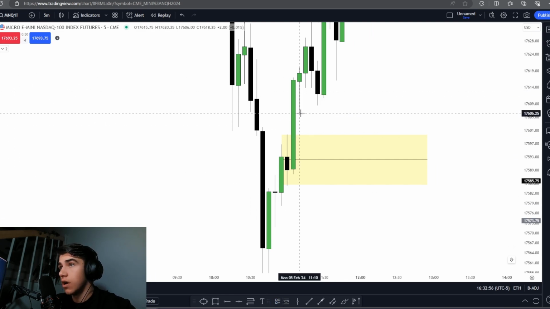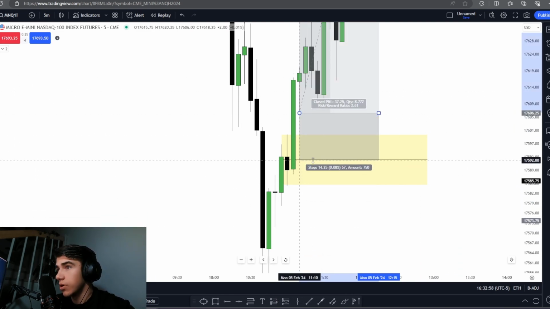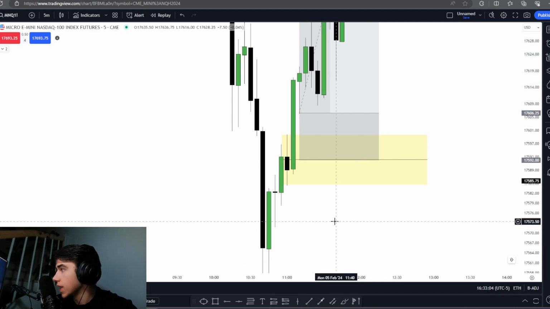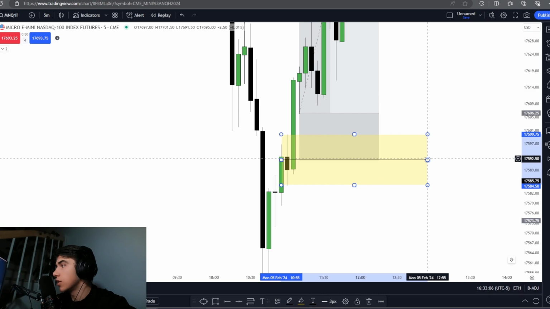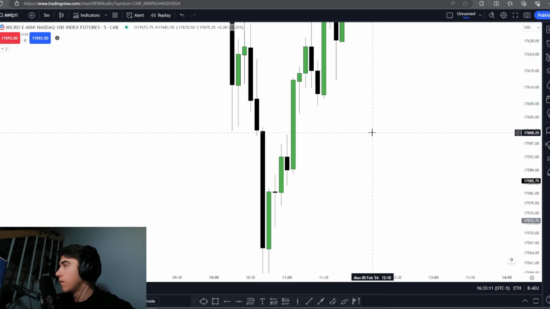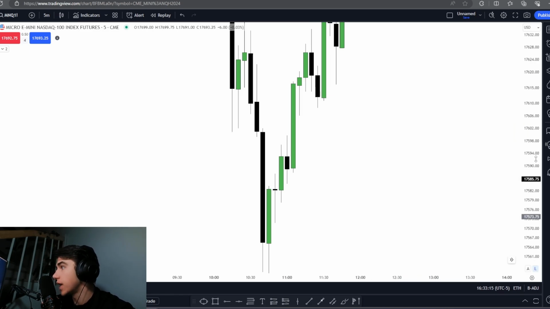So say you entered off of this gap, right? Your stop could go to the mean threshold of this order block right there. I don't think people realize how often ICT uses the Consequent Encroachment or the mean threshold of an order block or a Breakaway Gap or a wick as his stop loss placement and take profit placement.